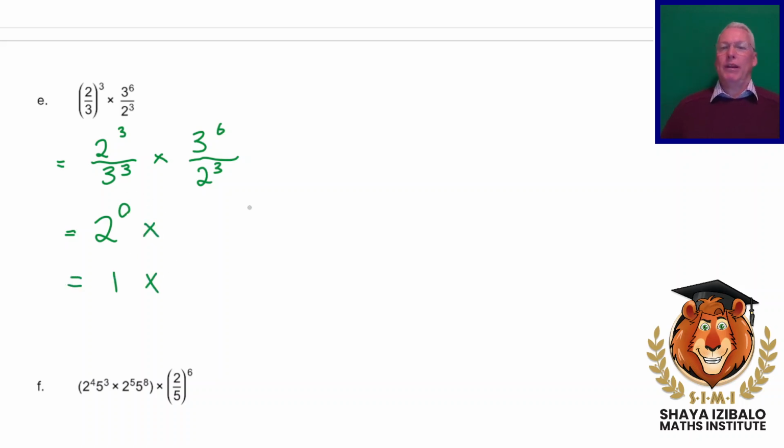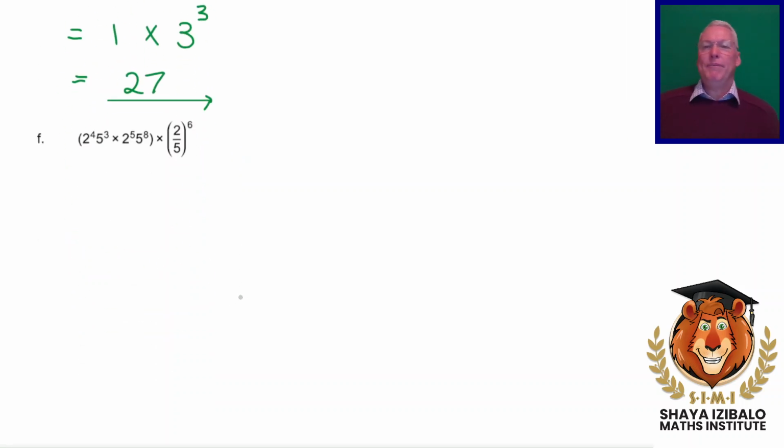Okay, let's look at what happens with the 3's. We've got 3 to the 6. On the denominator, we've got 3 to the 3. When we divide, we're going to subtract. 6 minus 3 gives us 3. Our final answer, 1 times 3 cubed, if we want to, because 3 cubed is fairly straightforward, we should be able to work it out in our head. 3 times 3 times 3, final answer, 27.